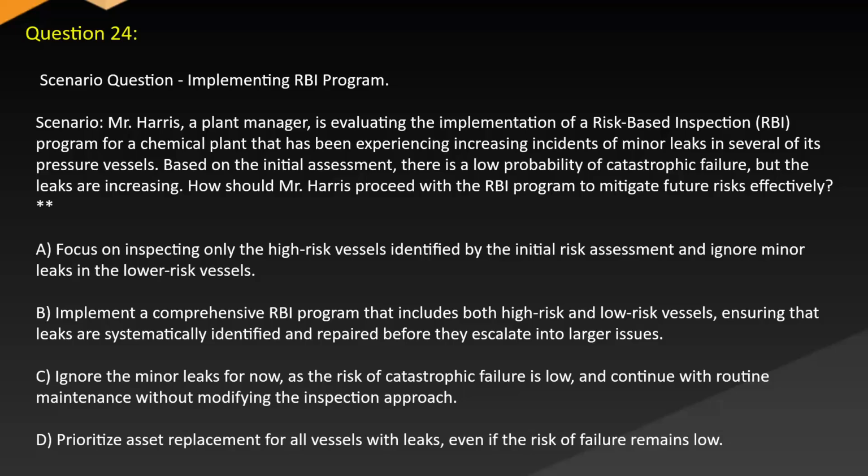A. Focus on inspecting only the high-risk vessels identified by the initial risk assessment and ignore minor leaks in the lower-risk vessels. B. Implement a comprehensive RBI program that includes both high-risk and low-risk vessels, ensuring that leaks are systematically identified and repaired before they escalate into larger issues. C. Ignore the minor leaks for now, as the risk of catastrophic failure is low, and continue with routine maintenance without modifying the inspection approach. D. Prioritize asset replacement for all vessels with leaks, even if the risk of failure remains low.